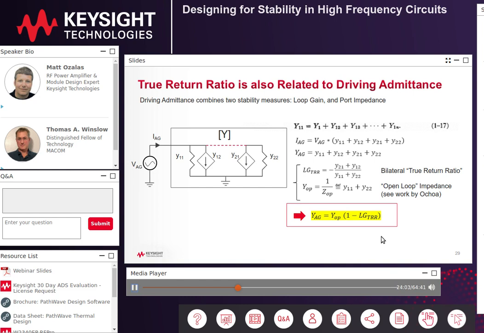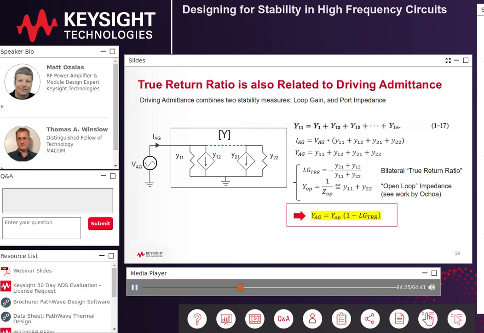matrix. And you can define another term called open port admittance, kind of representing the admittance external to the loop. And with that, then you can represent driving point admittance as the product of a loop gain term and an open port admittance term. I like this relationship because it intuitively makes sense, and I think it returns some rigor back to the loop gain computation.